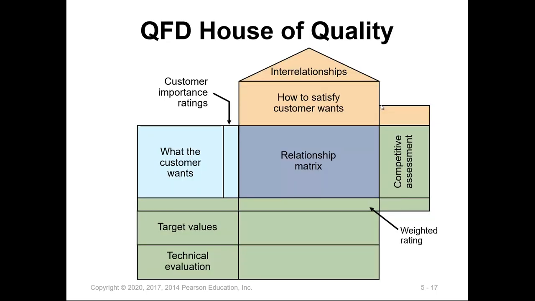This figure shows the house of quality and the different areas that might be captured in this graphical representation. The figure will be used to identify relationships between customer wants and product design specifications, and the interrelationships between the design specifications and each other.